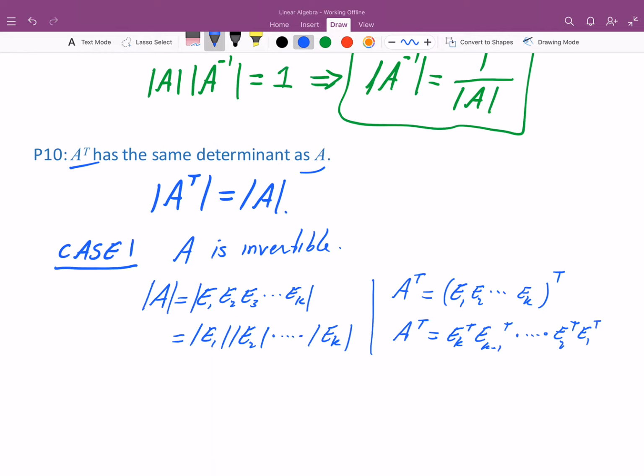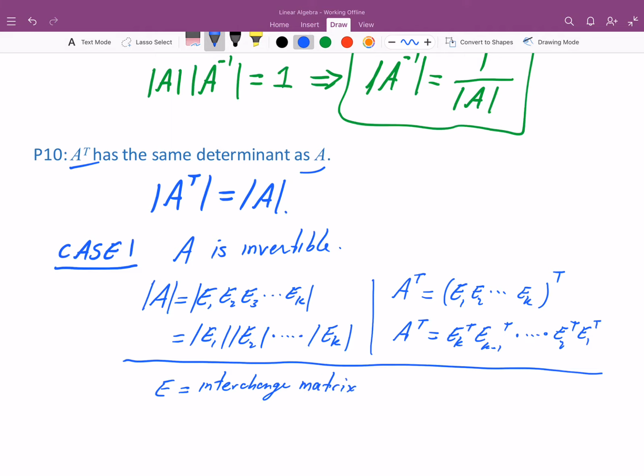Now, there are three kinds of elementary matrices. One kind of elementary matrix is basically there to interchange two rows. So E is equal to the interchange matrix. So it comes from the identity, and let's say the 3 by 3 identity interchanging the first and third row. It's just an interchange matrix.